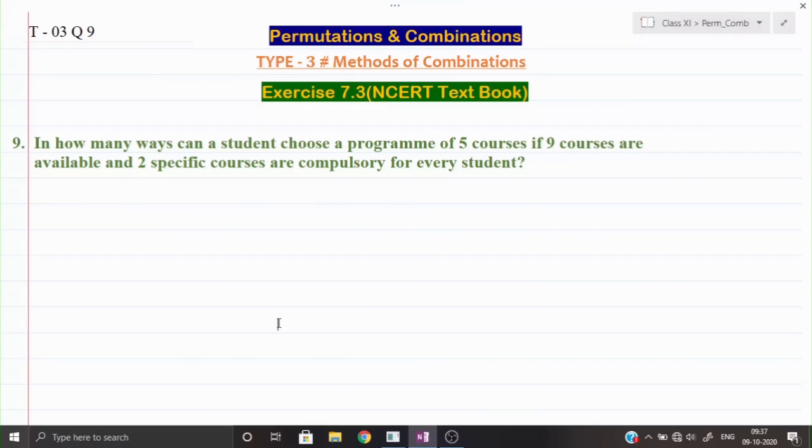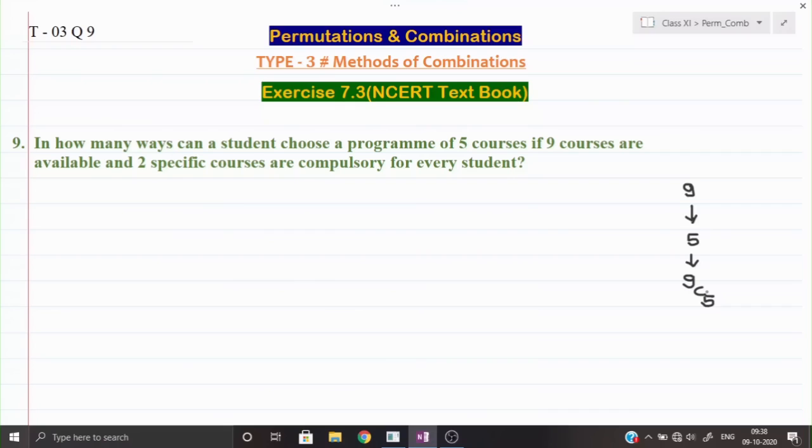They are saying 2 specific courses are compulsory for every student. So see, here I will show you first of all in rough. Total number of courses given is 9, and how many do we have to select? We have to select 5. So the combination can be 9C5. This is the general combination. But what they are saying to us is 2 courses are compulsory for every student. For example, when you are coming to class 11th, at that time some subjects you are selecting and some you are not going to select, that is compulsory.